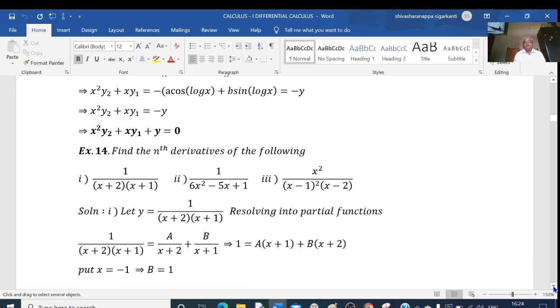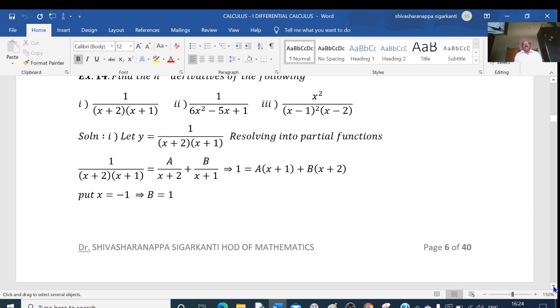For that, we give some suitable values to x such that either this bracket becomes 0 or this bracket becomes 0. Now, this bracket becomes 0 if I give x equal to minus 1. So for that, I will put x equal to minus 1. Left hand side is 1. Right hand side, this becomes 0. Minus 1 plus 2 is 1. So right hand side is b, left hand side is 1. So I am getting b equal to 1.